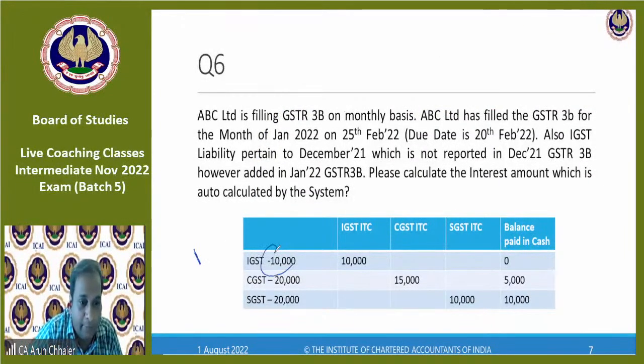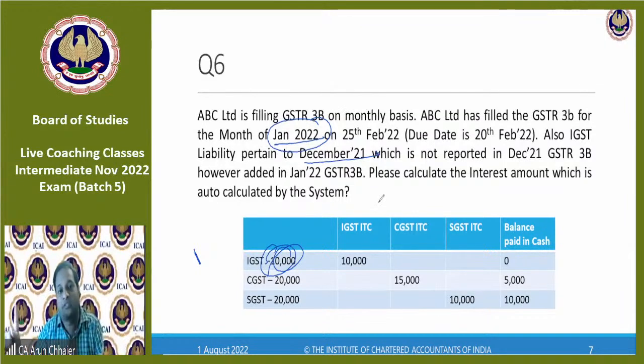Because I'm just confirming once again, the 10,000 liability is of December, but had been added in January. So it is a subsequent tax period. Interest would be on the 10,000 gross amount, and the number of days would be 36, because it will start from 21st Jan to 25th Feb. So 25 days of February and 11 days of Jan. So the total is 36.